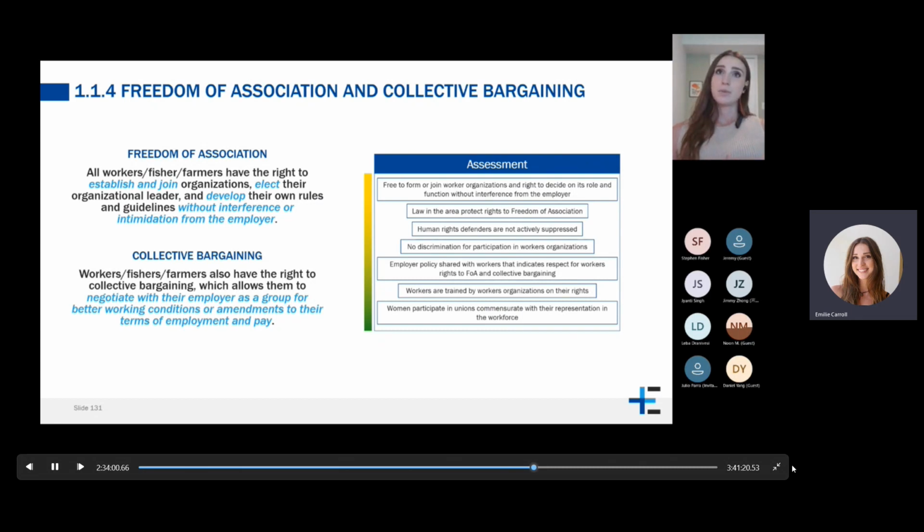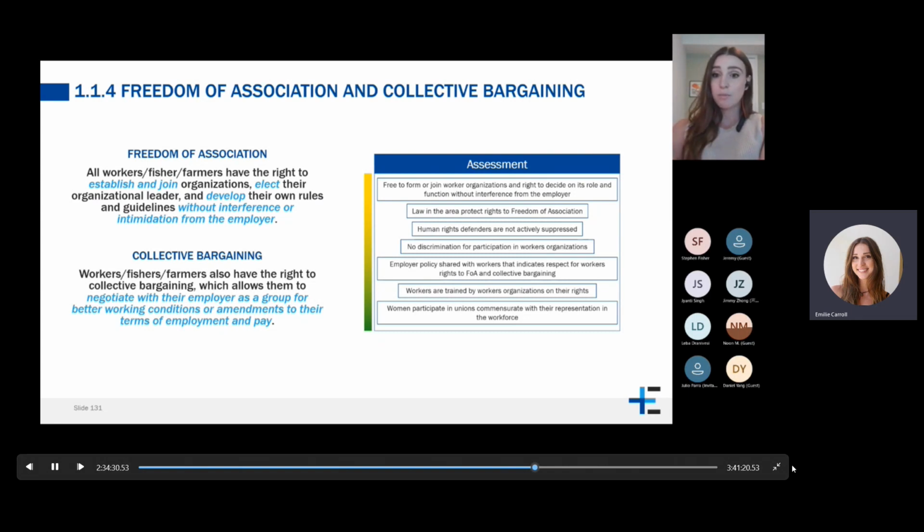Then when we get to the risk mitigation here in the green level, making sure that there's a policy and procedure that's clearly communicated to workers about their rights to freedom of association and collective bargaining, making sure as well that workers are trained by a third party on their rights to freedom of association. So not internally; there should be a trade union or a workers' organization that comes in and conducts this training for workers.